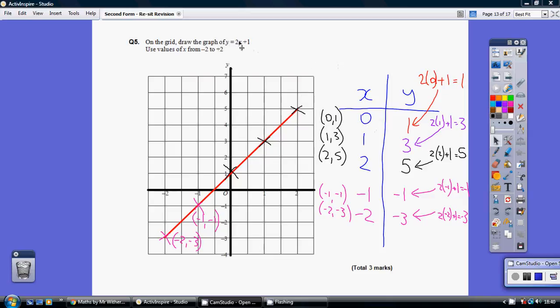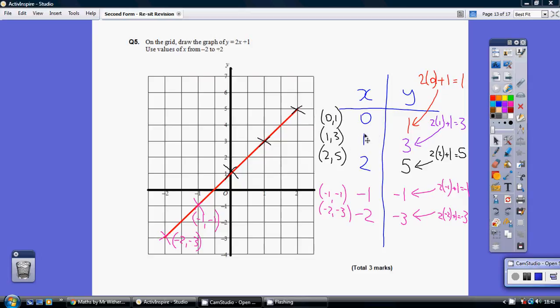So we get 2 lots of 0, add 1. Well, 2 lots of 0 is 0, 0 add 1 is 1. So when we throw 0 into the machine, what pops out? Well, a 1 pops out. So when x is 0, y equals 1. Now you need to appreciate that you've generated a coordinate that we can plot. When x is 0, y is 1. So we can go and plot the point 0 along the corridor, 1 up the stairs. X marks the spot.